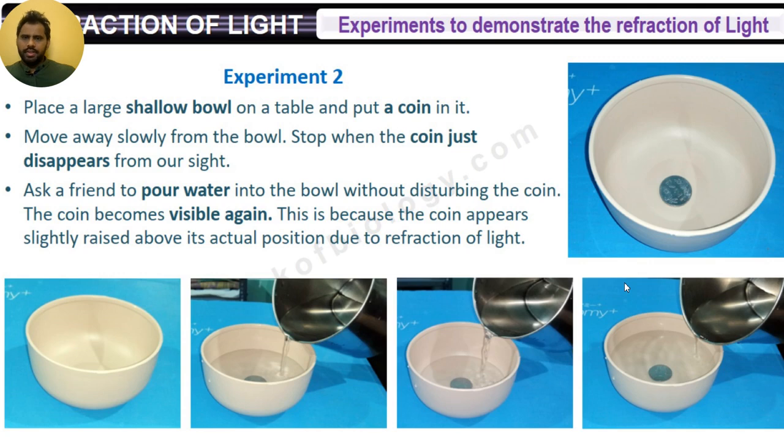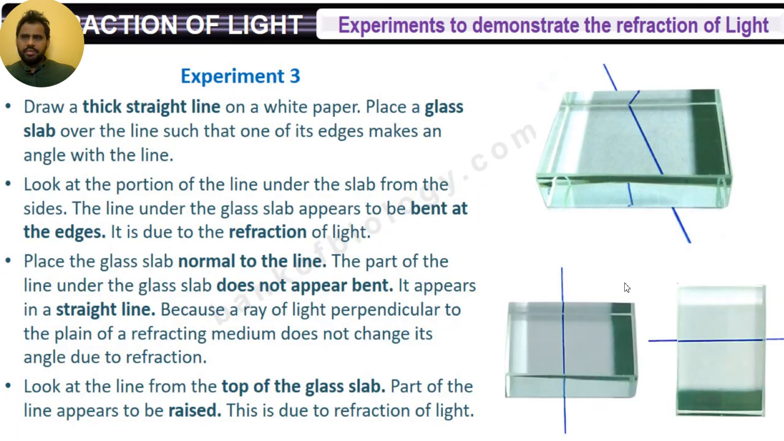Now let us move ahead. Another experiment to demonstrate the refraction of light. Draw a thick straight line on white paper. Place a glass slab over the line such that one of its edges makes an angle with the line. Look at the portion of the line under the slab from the side. The line under the glass slab appears to be bent at the edges. This is refraction of light.